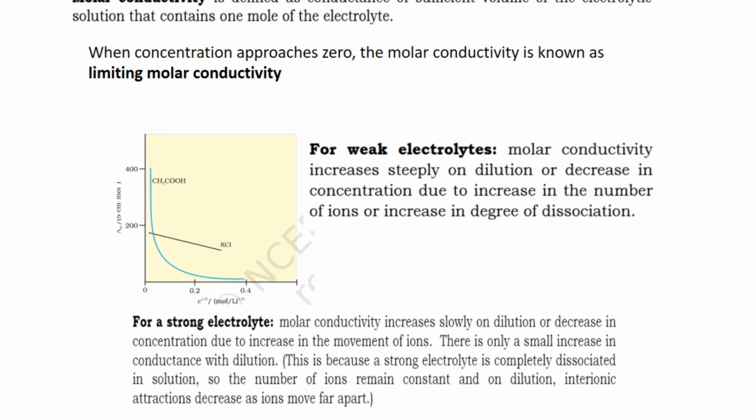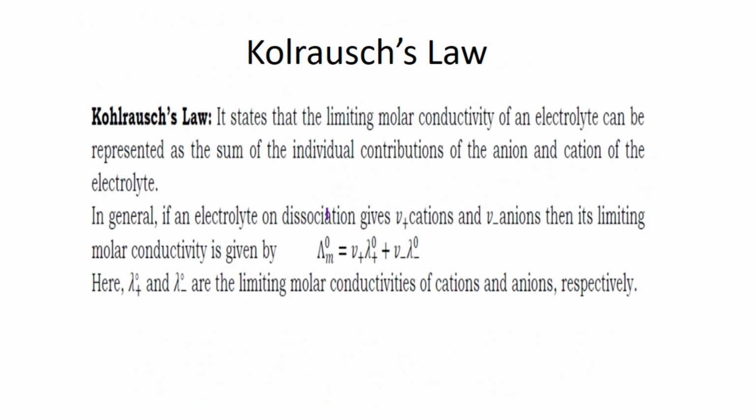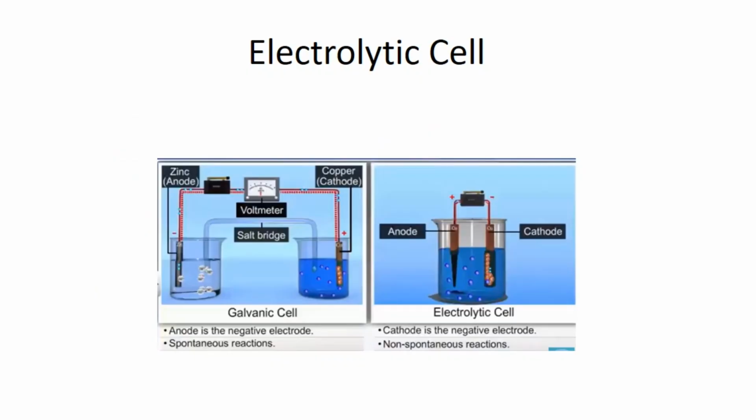For weak electrolyte, you can see a sharp increase in the molar conductivity towards infinite dilution because of the complete dissociation of ions. While for strong electrolyte, there is only a slight increase due to the interionic attractions which are decreasing. Kohlrausch's law is applicable to calculate the limiting molar conductivity of weak electrolytes. We have the electrolytic cell, different from the electrochemical cell. Electrolytic cell uses electricity to bring about a chemical reaction.